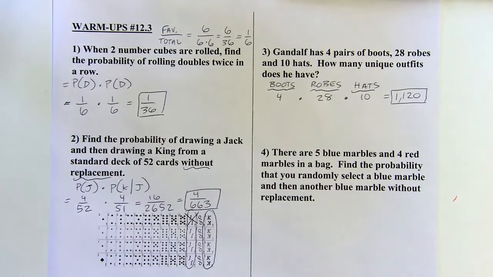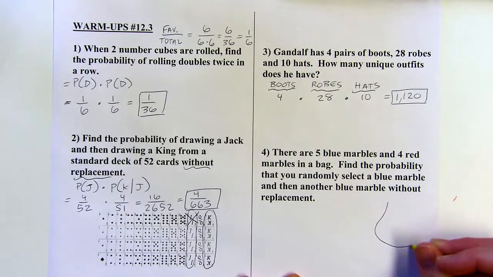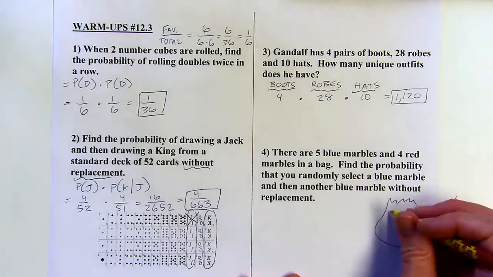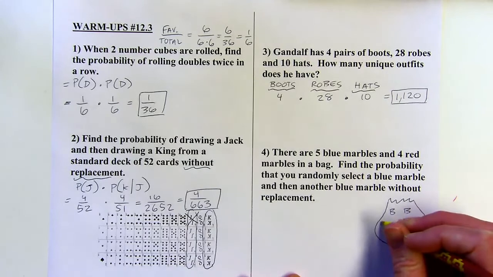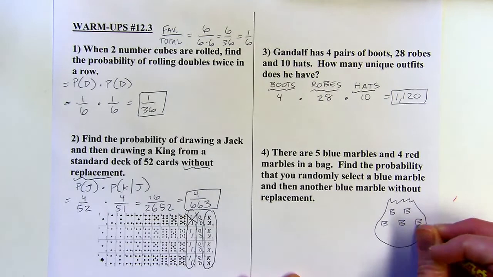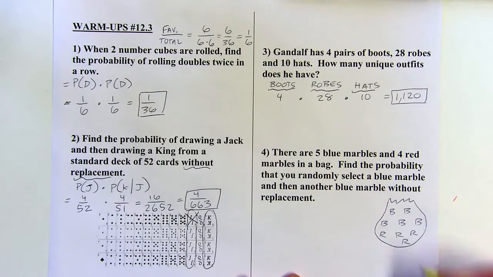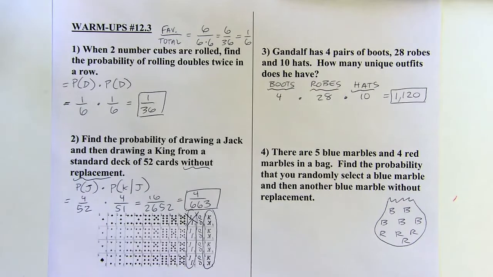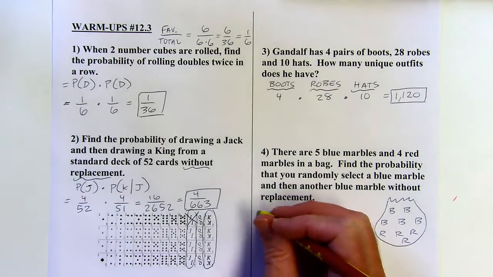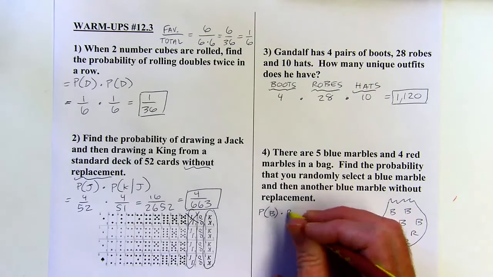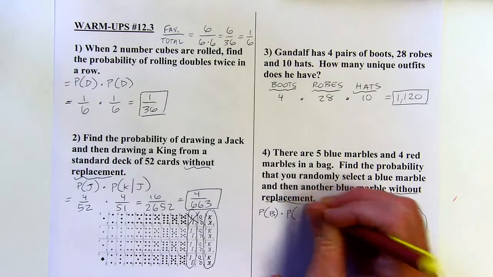Okay. All right, this last one, we are drawing marbles out of a bag. So I'm going to draw a little picture of my bag here. Here's my bag. And then we've got 5 blue marbles. I'll just put B for blue marbles. There's 5 of those, and 4 reds. Okay, so there's my bag of marbles. All right, so we're going to find the probability that we randomly select a blue marble, and then we're going to select another blue marble without replacement again.